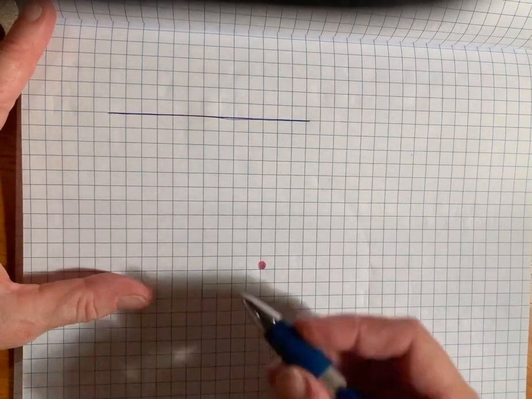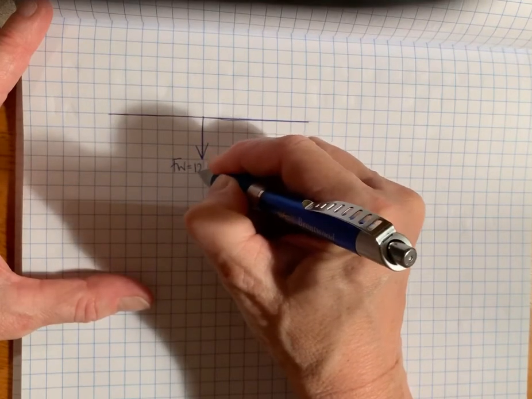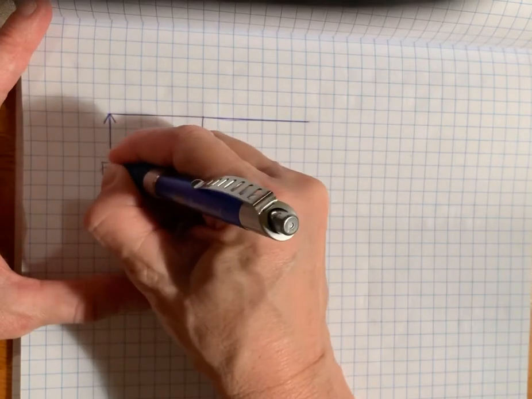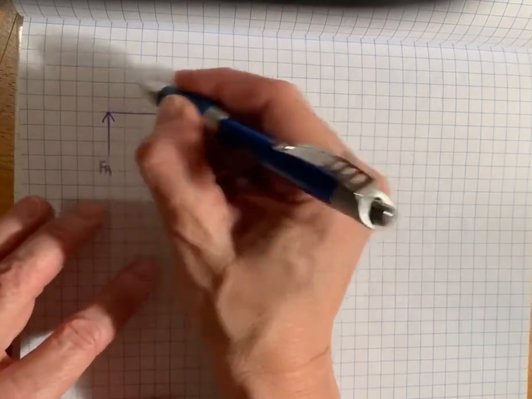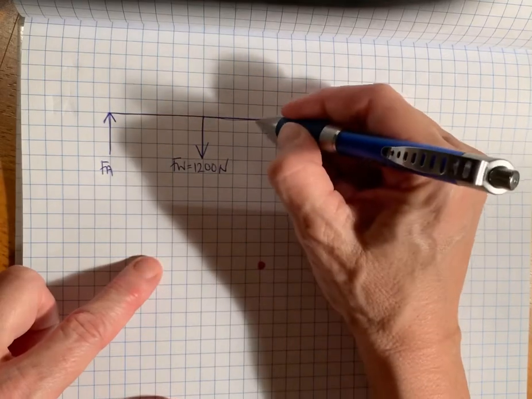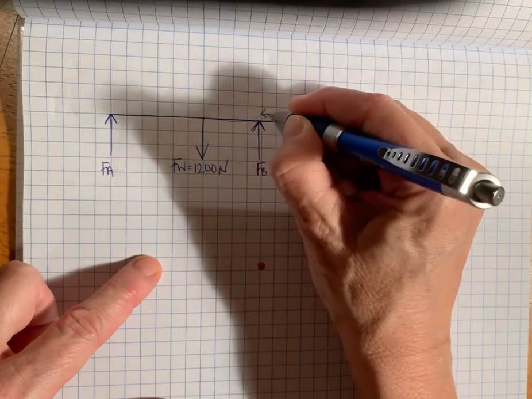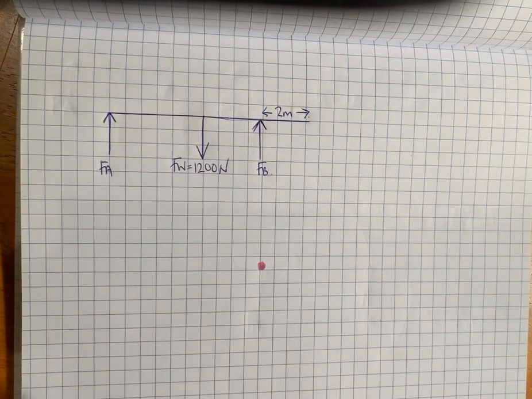So we've got an 8 meter long ladder, and we've got a weight force acting through the center of 1200 newtons. Now we've got an upward force at the end here, which is the force that Albert's providing, and he's right on the end of the ladder. However, Brian is 2 meters from the end of the ladder. And part A says calculate the clockwise torque exerted by the weight of the ladder about Albert's shoulder.